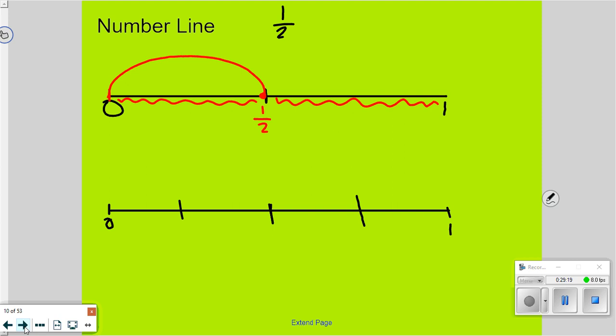All right, count with me. I want to get to 3/4 on this number line. Start at 0. If I do 1 jump, where am I now? 1/4. What if I do another jump? Where am I at now? Do you see my 2 jumps? What if I do another jump?